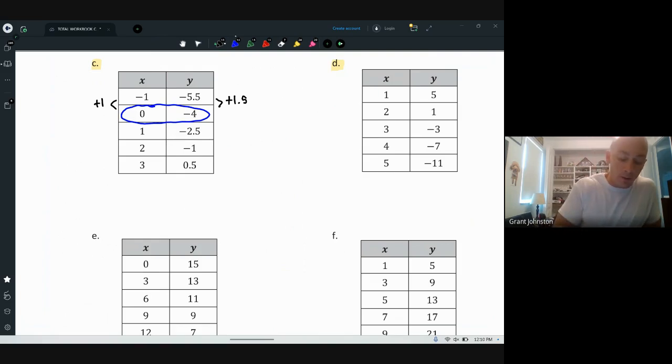So our slope, 1.5 divided by 1, is just 1.5. So our equation would be y equals 1.5x. And our y-intercept is -4, so I'll write -4.